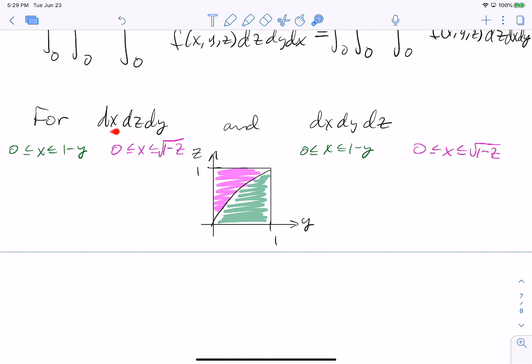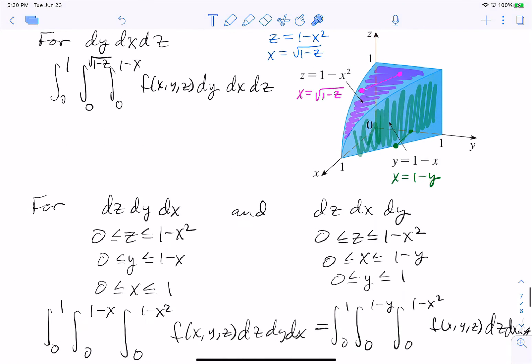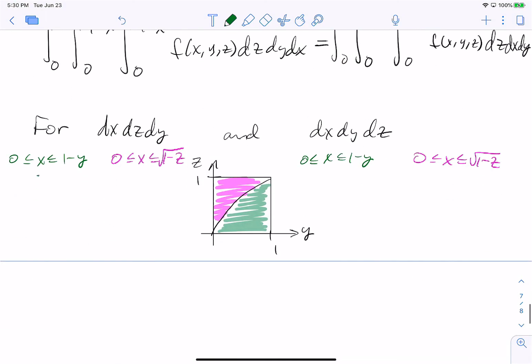Now for the order dx, dz, dy, let's go ahead and finish off the green portion and then we'll jump to the pink one. Z in this region, the projection in the yz plane, we can see that for the green portion, z goes from 0 up to the dividing curve. Well, that curve comes from the parabolic cylinder. So what I would want to say is that z goes from 0 to 1 minus x squared.